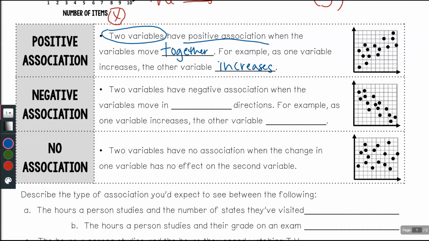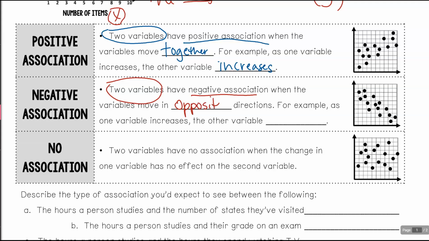A negative association is the opposite of that, right? A negative association is when variables move in opposite directions this time, okay? So in this case, as my x's get bigger, my y's get smaller. So for example, if one variable is increasing, like the x's are here, the other one decreases.